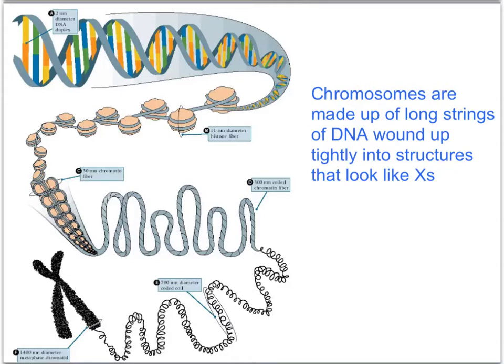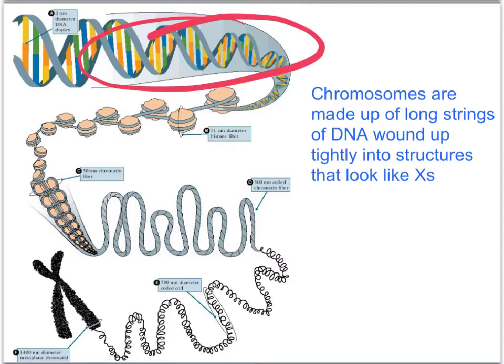But what is a chromosome? Chromosomes are long strands of DNA wound up really tightly into structures that, when looked at under a microscope, kind of resemble an X. So here we have our DNA, and a chromosome would be this X down here. It's just a whole bunch of DNA wound up tightly.